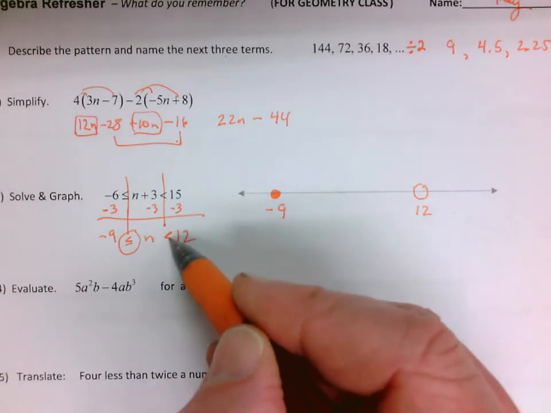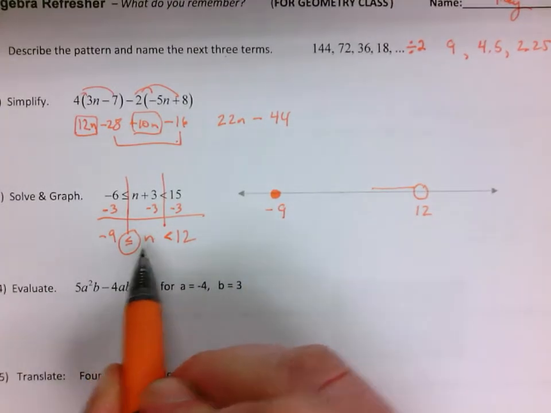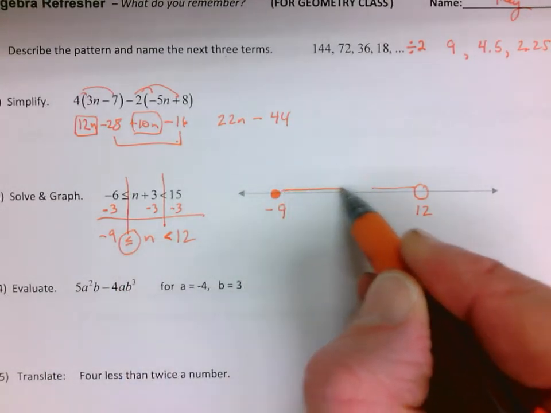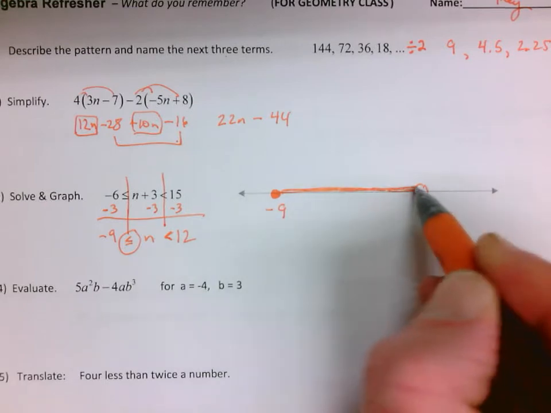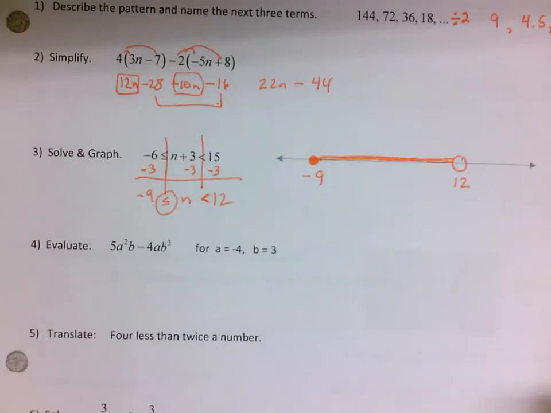So the arrow's going this way. I draw my arrow coming back this way. And I want everything where n is greater than or equal to negative 9. So we're talking about stuff in between these two. So on the ISTEP machine, you're going to have to drag the right little dot there to get those values.